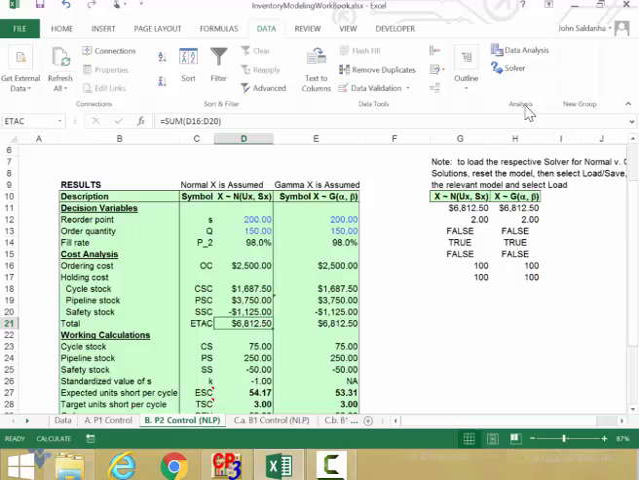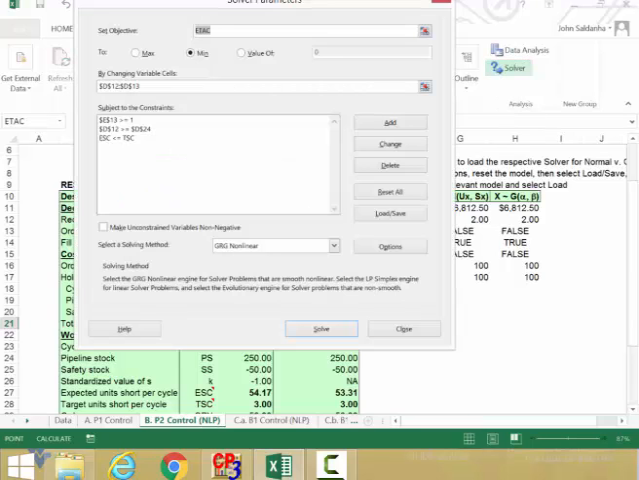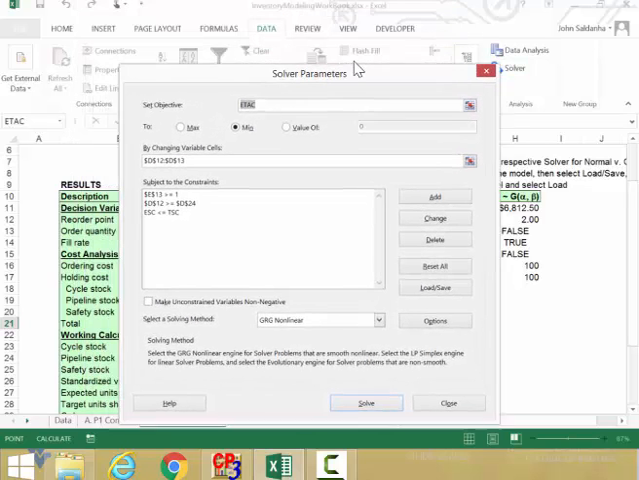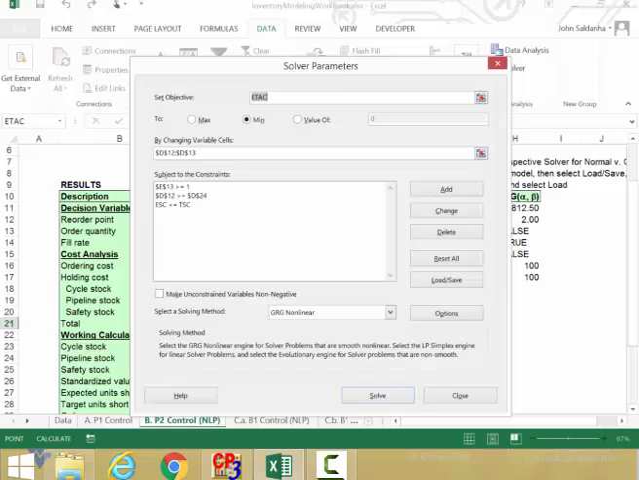And then to enter the nonlinear program, it's the same way as you would do for a linear program, except there's one difference. So here we have the objective, which I've named the cell ETSC. I want to minimize it. I have my changing cells, which are S and Q. So I have Q is greater than or equal to 1. I have expected shortage per cycle is greater than or equal to the target shortage per cycle. And I also have S is greater than or equal to my lead time demand.